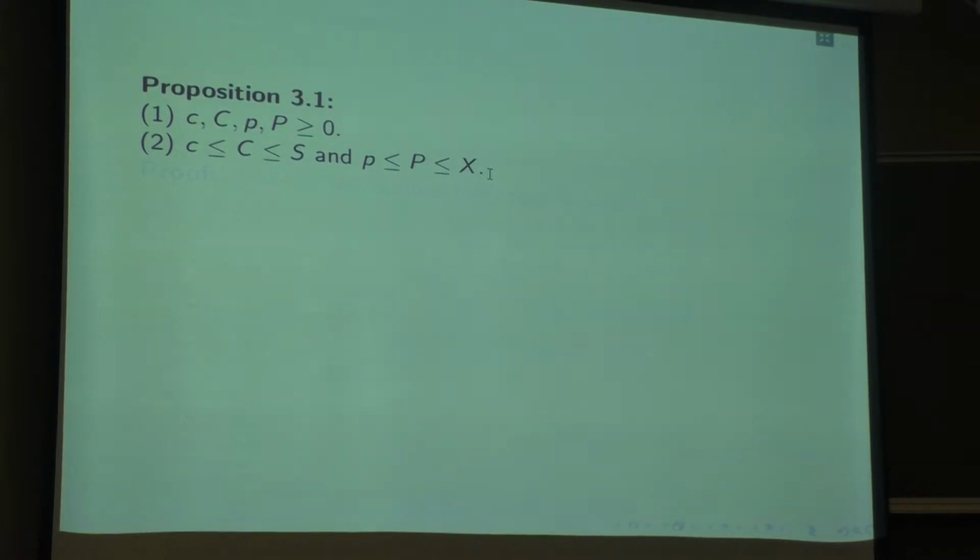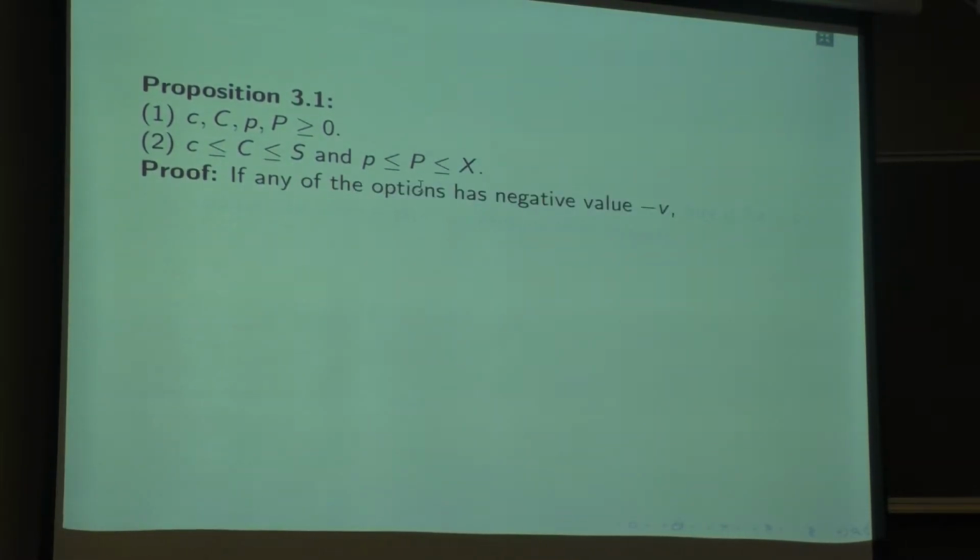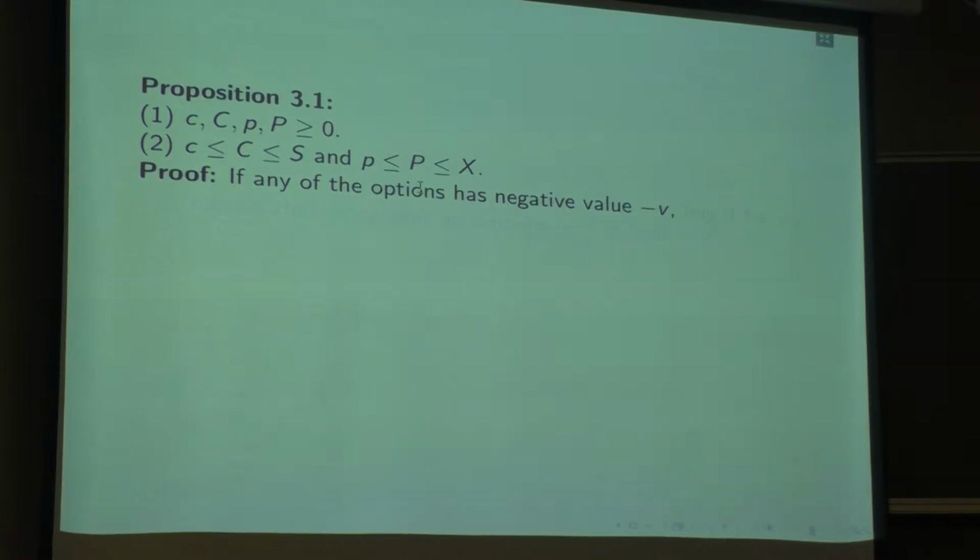So let's see if we can do this. So suppose that, let's do one first. So suppose that one of these options has a negative value, minus v. Now, suppose that you want to buy one of these. Suppose if you buy something which costs £1, what do you do? You give £1 and you get that thing. If you want to buy something which costs minus £1, what happens? You receive £1 and the thing.